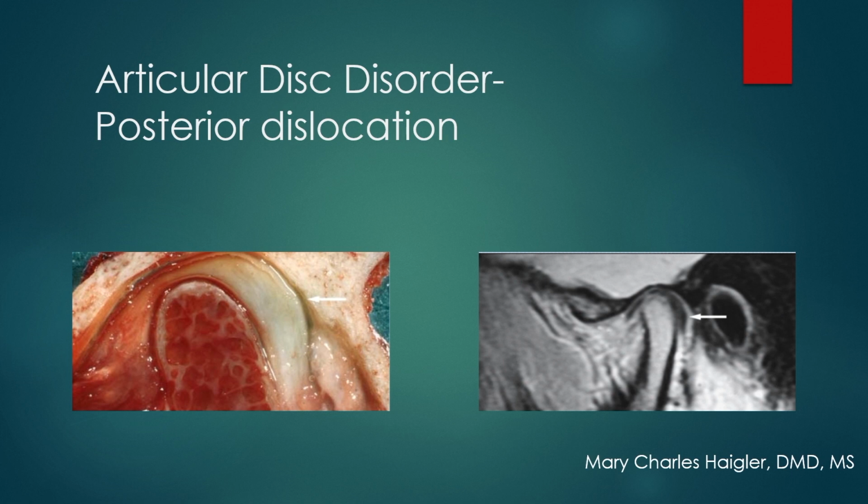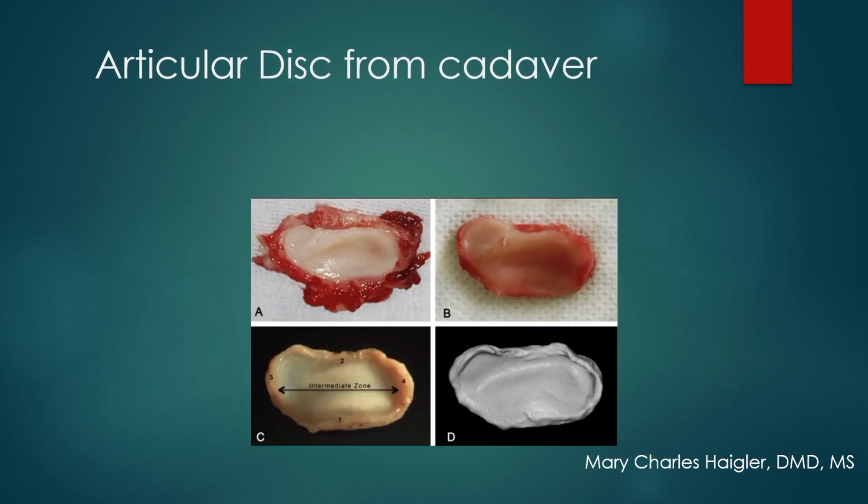This is more uncommon, but it can happen. The disc is actually posterior to the condyle. So here we see posterior to the condyle, so the condyle is now forward, and there's basically bone on bone there. So it can end up in any direction.